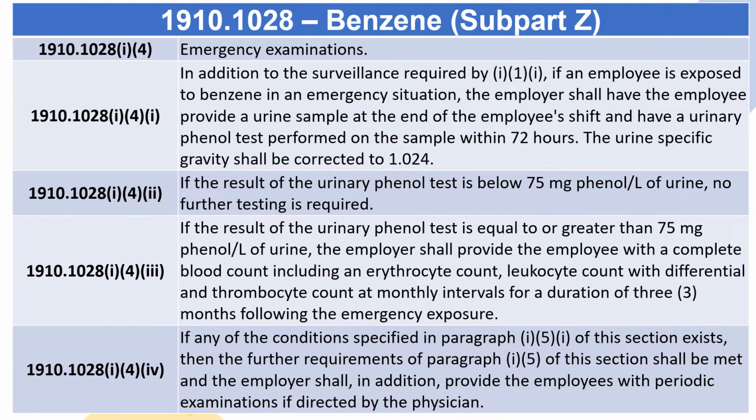If the result of the urinary phenol test is below 75 mg phenol/L of urine, no further testing is required. If the result of the urinary phenol test is equal to or greater than 75 mg phenol/L of urine, the employer shall provide the employee with a complete blood count including an erythrocyte count, leukocyte count with differential and thrombocyte count at monthly intervals for a duration of 3 months following the emergency exposure. If any of the conditions specified in paragraph I-5 of this section exists, then the further requirements of paragraph I-5 of this section shall be met and the employer shall, in addition, provide the employees with periodic examinations if directed by the physician.